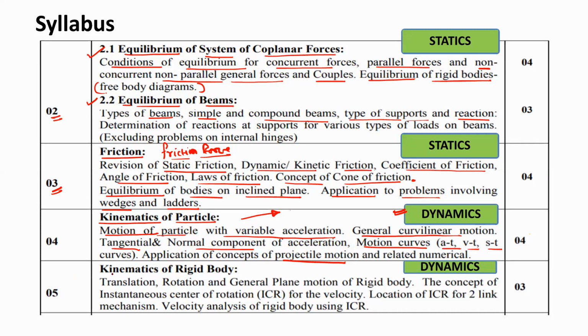The fifth module is the kinematics of the rigid body. In the kinematics of particle, we treat a given object as a single particle. We will not be interested in the size and shape of the object. But in the kinematics of rigid body, we will be interested in the size of the object, and depending on the size, its motion parameters will change. That is, its velocity will change, its acceleration will change. So we will study the kinematics of rigid body in module 5.